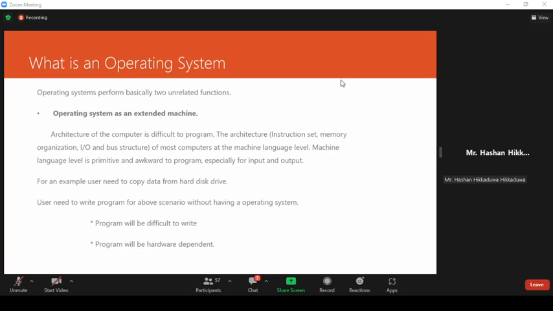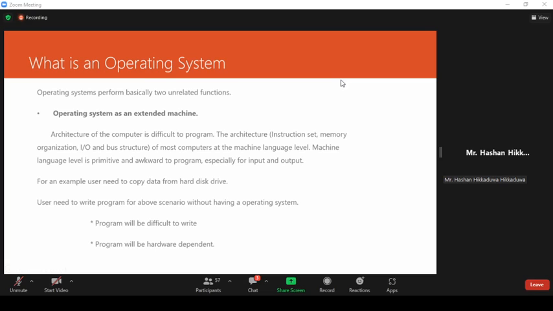Now, think you don't have an operating system and you only have application software and hardware, right? Keep in mind the instruction set, memory organization, I/O, bus structure, this architecture of most computers at the machine language level, right? They only understand ones and zeros. But somehow you need to write the code for the hardware to save your file. Then it is really difficult.